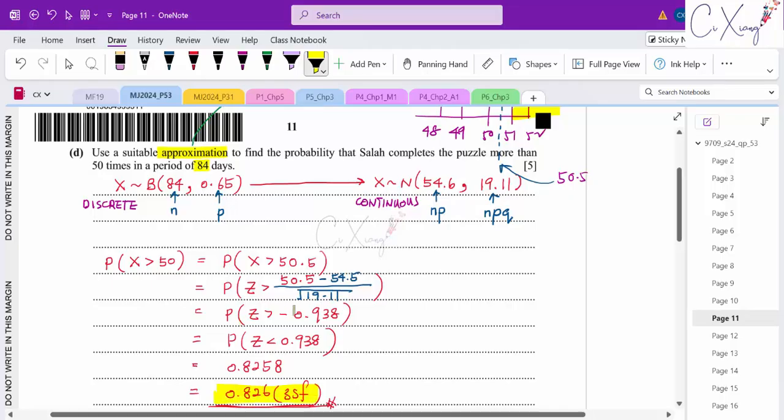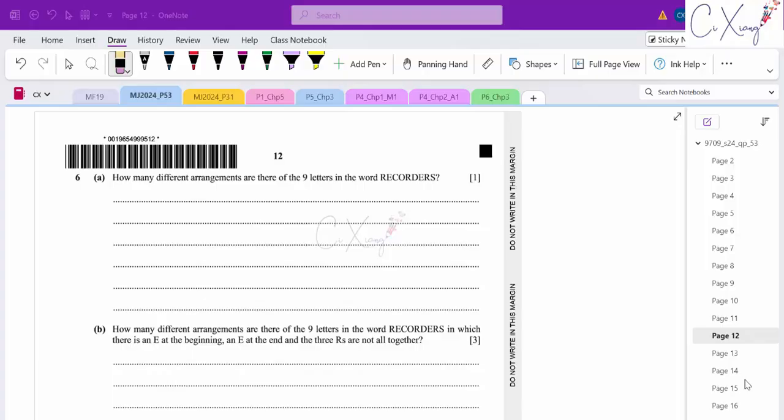Okay, so this is how we solve the question. So the last question for this paper, let's have a look at question number 6. How many different arrangements? Please highlight the keyword arrangement for the 9 letters in the word recorders. Let's have a look at what letters we have. In the word recorders, we have 3 R, 2 E, then 1 C, 1 O, 1 D, and also 1 S. So these are the 9 letters that I have.